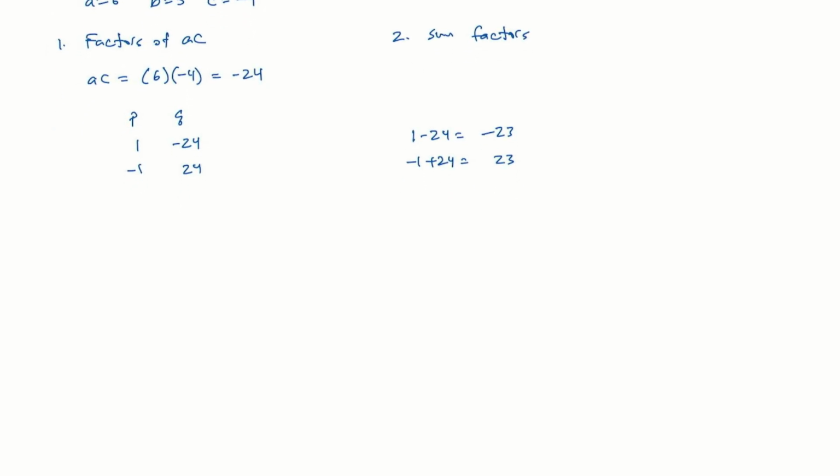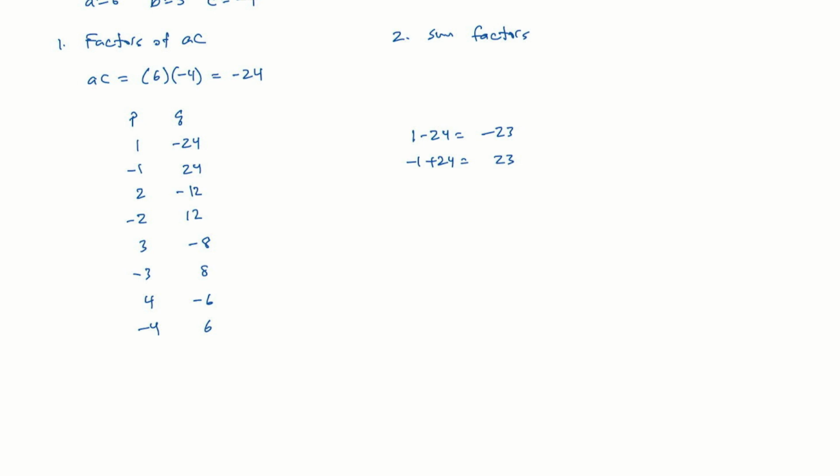All right, so I will keep going. We've got 2 and minus 12, minus 2 and plus 12. We've got 3 and minus 8, and then minus 3 and 8. Then to finish it off, we've got 4 and minus 6, and minus 4 and 6. And so now we'll work on summing the factors.